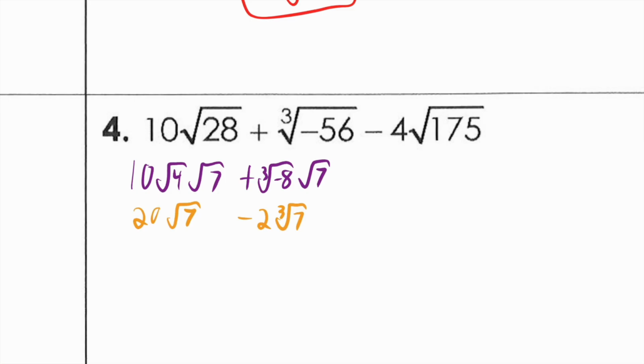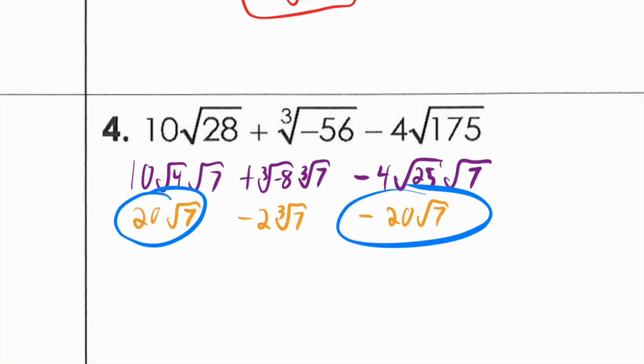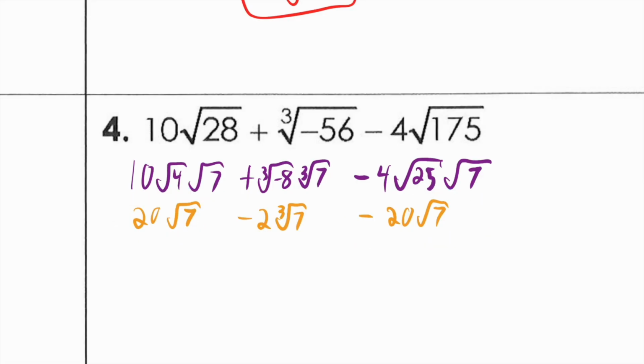Oops, I forgot to write the index on the cube root of 7 earlier. And then minus 4 times the square root of 25 times the square root of 7, which ends up being negative 20 times the square root of 7, because square root of 25 is 5, and 5 times 4 is 20. Now as we combine 2 square root 7 and negative 20 square root 7, because they're both square root 7s, 20 minus 20 is 0, so you don't have any square root 7s left, so you don't write it. You just have negative 2 times the cube root of 7.